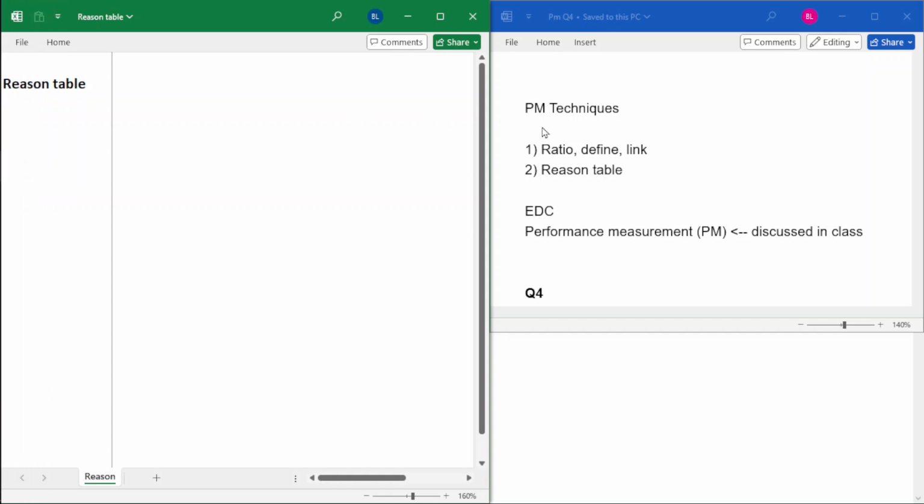Okay, today we will talk about PM techniques. So the techniques are ratio, define, then link, then also reason table. So in this case, we will use EDC, performance measurement. Okay, question 4.